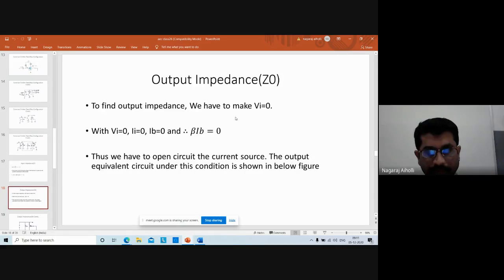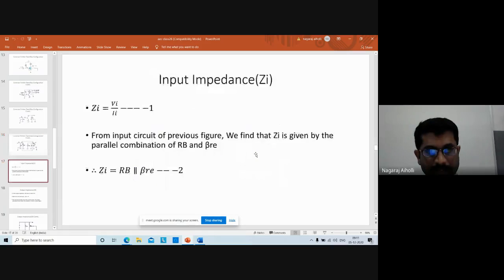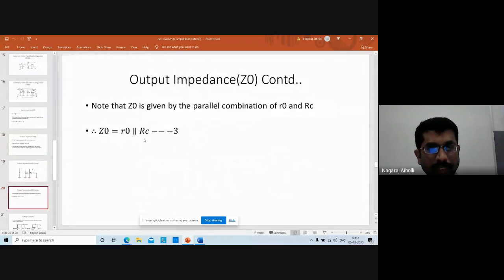Now, if we make Vi equal to 0 in this re model, current Ii will be 0, IB will also be 0. If IB is 0, then beta IB will be 0. If beta IB is 0, then this will be an open circuit, and we have only R0 and RC present on the collector side. Therefore, Z0 will be the parallel combination of R0 and RC. Z0 is equal to R0 parallel RC.